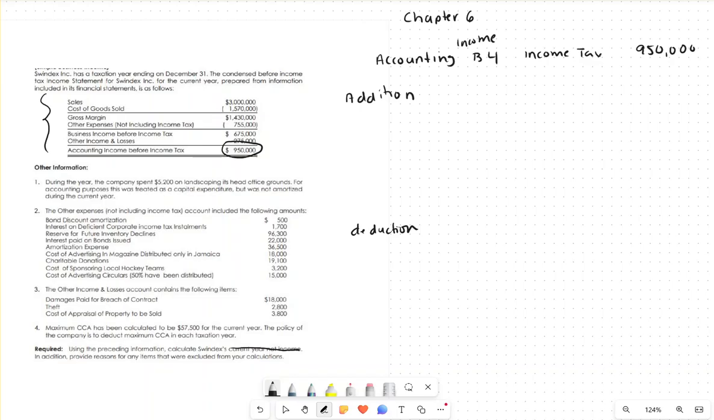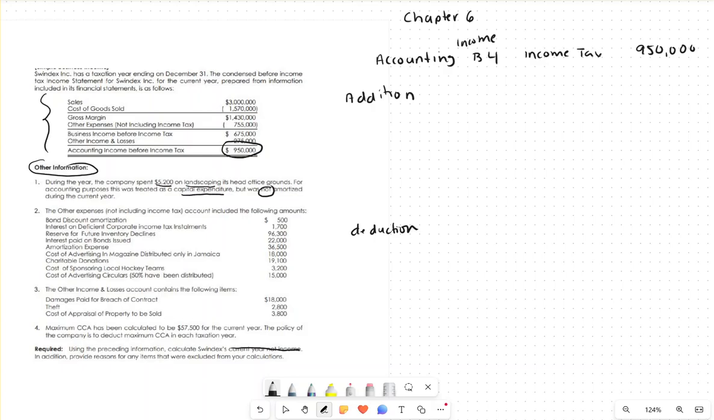Then the first thing we want to know is what we should do with this. It says during the year the company spent $5,200 for landscaping. So this is the other information. They spent $5,200 for landscaping cost for its head office grounds. For accounting purposes, this was treated as a capital expenditure but was not amortized during the year.